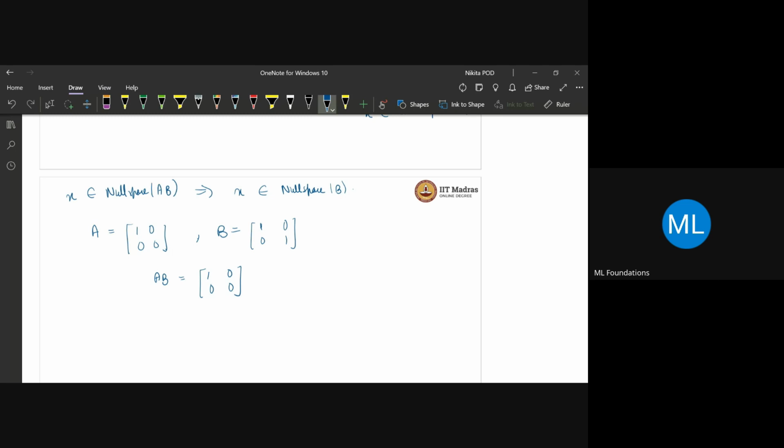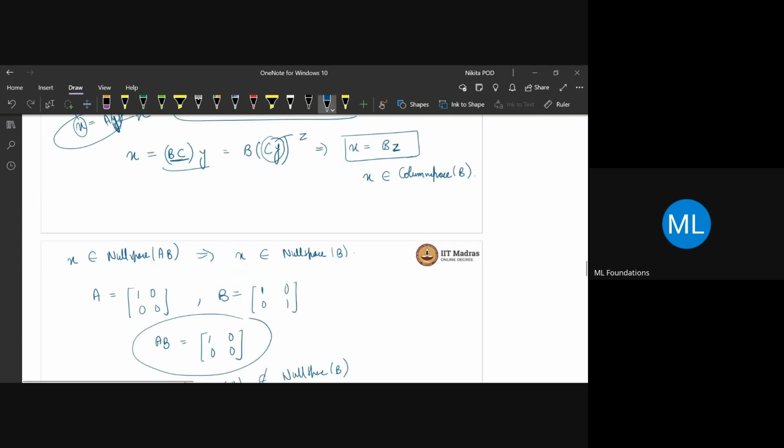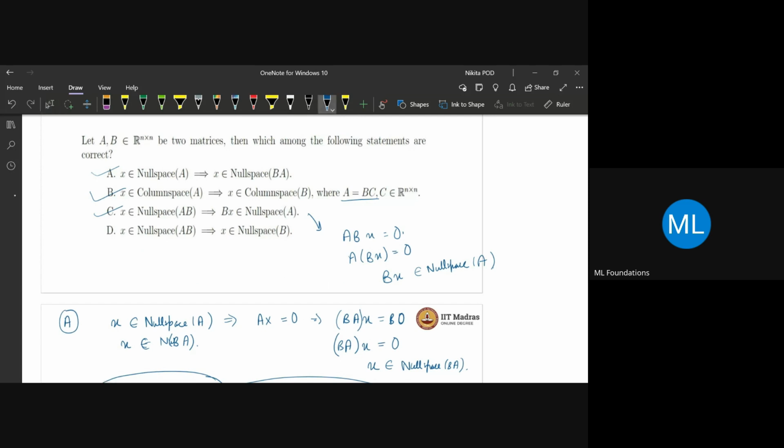Now, what is the null space of AB? 0, 1. And what is the null space of B? 0, 0. Yeah. So you see that (0, 1) belongs to the null space of AB, but (0, 1) does not belong to the null space of B. Right? So you have one example from where you can show that option 4 is wrong. This is false.